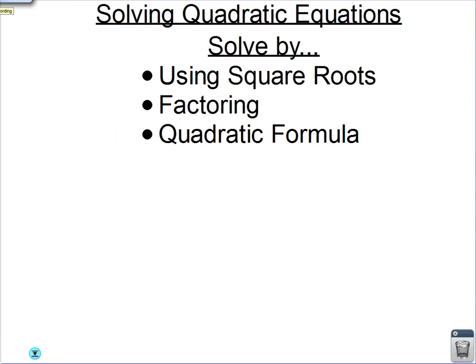There are 3 ways that we're going to talk about solving quadratic equations. There are other ways, okay? These are the 3 best ways. The first way to solve a quadratic equation is by using square roots. The second way is with factoring, and then finally you've got what's called the quadratic formula.